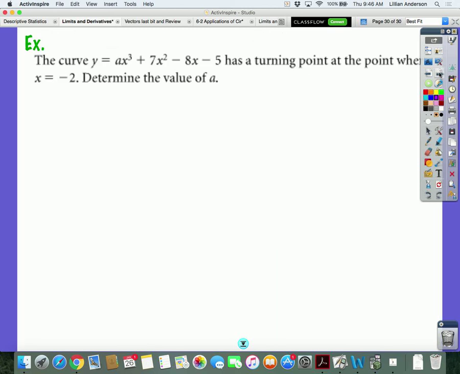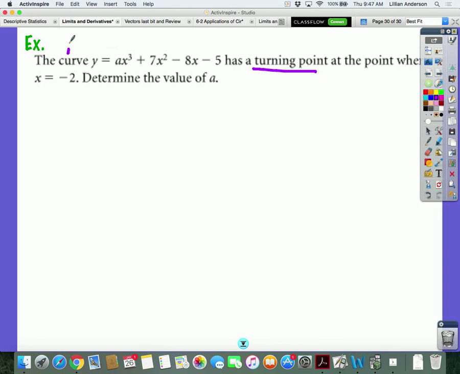Okay. Last problem. It says the curve y equals ax to the 3rd plus 7x squared minus 8x minus 5 has a turning point at the point where x is equal to -2. Determine the value of a. Turning point. What does that mean? Trevor. It means y is going to be equal to 0 because that's the cubic.